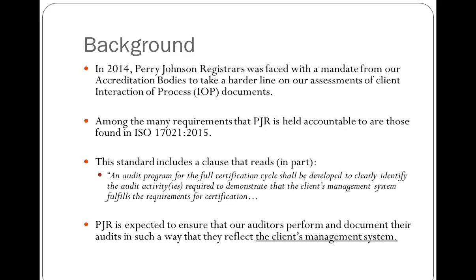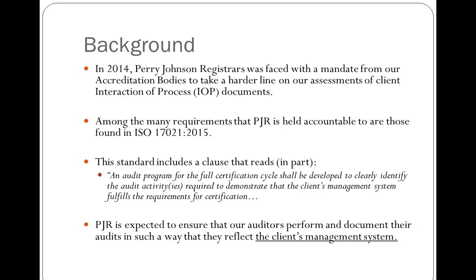Back in 2014, Perry Johnson Registrars was given a mandate. As no doubt many of you are aware, we are one of only a handful of certification bodies that has multiple accreditations. We are accredited by ANAB, we're accredited by UKAS, we're accredited by Accredia, and we were told that we needed to start taking a harder line on our assessments of the interaction of processes that we were being given. And the reason for that is rooted in the 17021 standard.